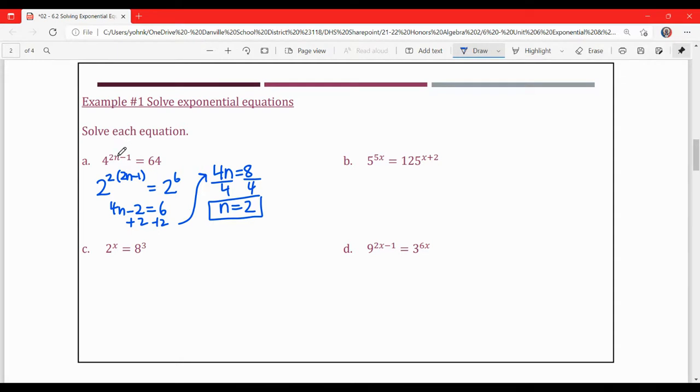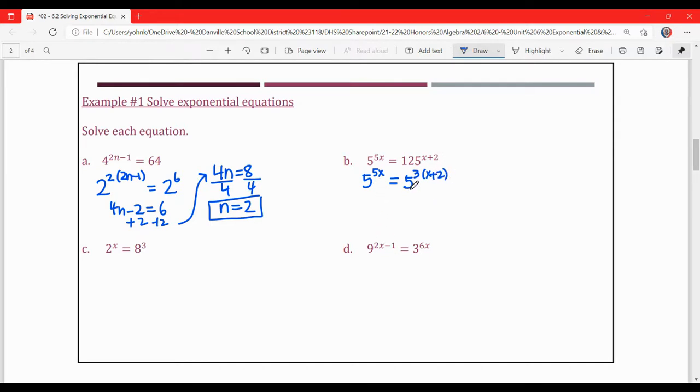2 times 2 is 4. 4 minus 1 is 3. 4 to the third power is 64. So it works. In letter B, I have bases of 5 and 125. I can write them both as powers of 5. So 5 to the 5x, I don't have to do anything to, but 125 is 5 to the third power, and I still have that x plus 2 hanging out.